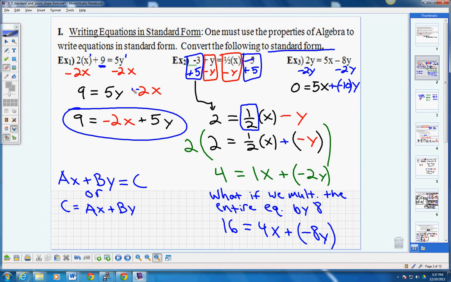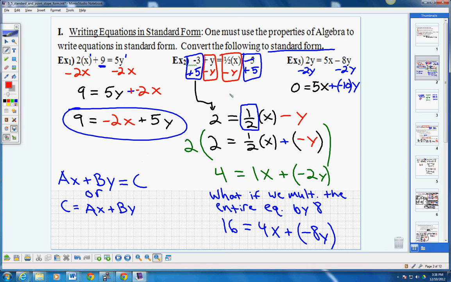That gives me 5y minus 2x, and you'll see why I went back. Subtracting 2x is the same thing as adding a negative 2x. Because I add that negative 2x, I can use the commutative property of addition to call that negative 2x plus 5y. Again, this is standard form as well. I say down here that standard form can be ax plus by is equal to the constant, or the constant can be equal to ax plus by.